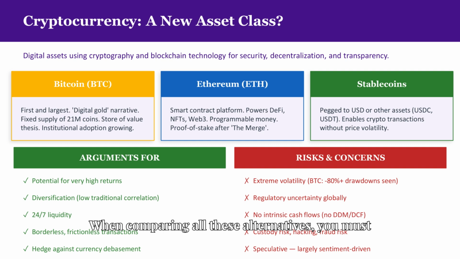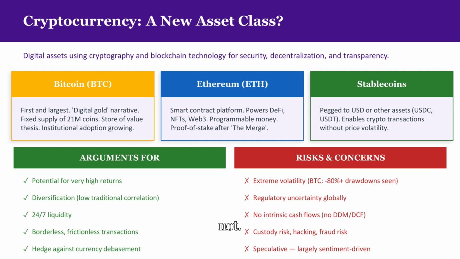When comparing all these alternatives, you must use a framework that evaluates expected return, risk, liquidity, and minimum investment. For instance, while crypto is highly liquid, private equity is not. Real estate offers income, while commodities do not. Balancing these factors is key to building a resilient portfolio that can withstand various economic conditions.